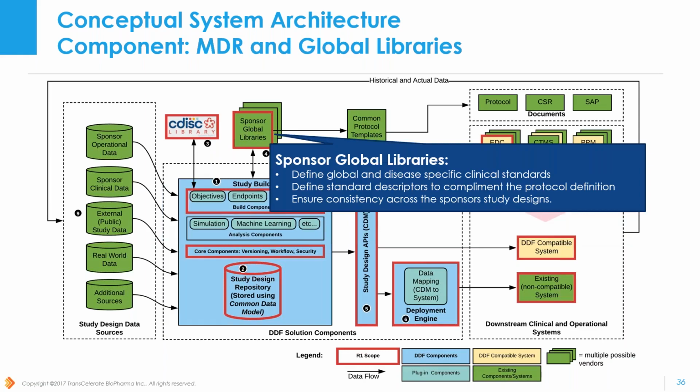In addition to CDISC, for those external standards, pharmaceutical companies also have their own internal sponsor global libraries. So these are internal standards that also are important when developing a clinical trial design. These contain global standards, disease-specific clinical standards, and these standard descriptors will complement the protocol definition. So the objective here is to maintain consistency across the sponsor study designs. So the global libraries within the sponsor, along with the CDISC libraries, will be critical input into the study builder to make sure that these study designs are aligning with standards, best practices. Next slide.